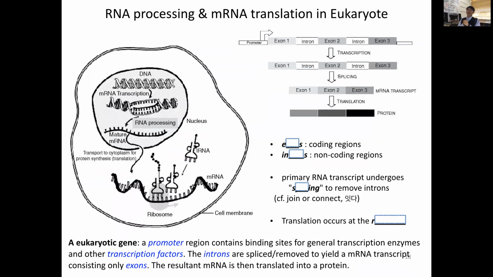So let's see inside the cell. Where does this RNA processing and mRNA translation happen? First, we have to look at the structure of RNA. From DNA, there is a promoter region for transcription.